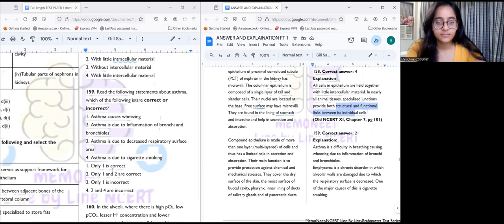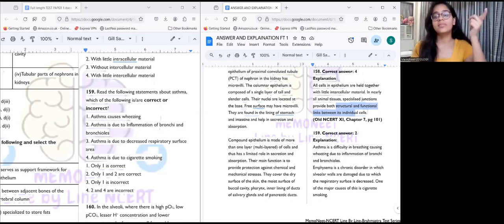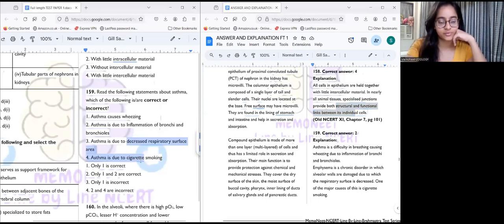So we can't say that everyone who smokes will suffer from asthma, right? But if someone has asthma, cigarette smoking is generally avoided for those people. So asthma causes wheezing and is due to inflammation of bronchi and bronchioles. What are the other two statements? The other two statements are about emphysema, which is a chronic disorder in which the walls of the alveoli are damaged, due to which, if the walls are damaged, obviously the surface area is decreased. So respiratory surface area is decreased, and the cause for this damage is smoking. So 3 and 4 are for emphysema, and 1 and 2 are for asthma.